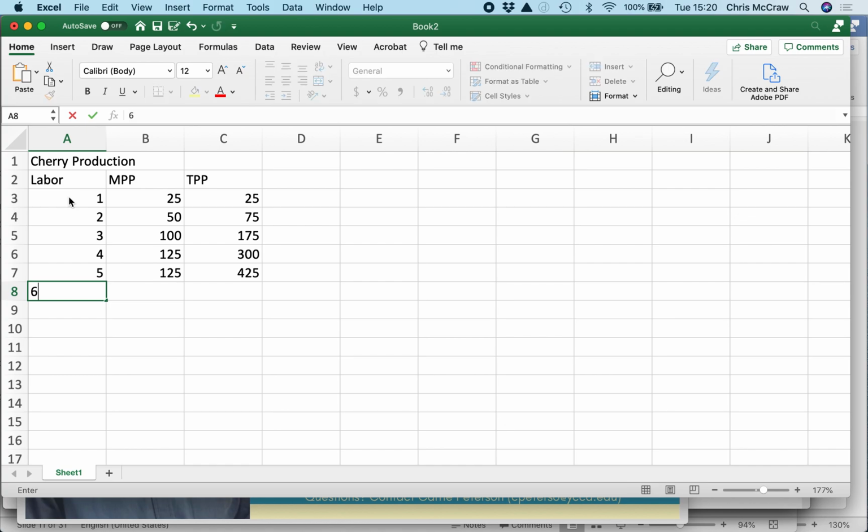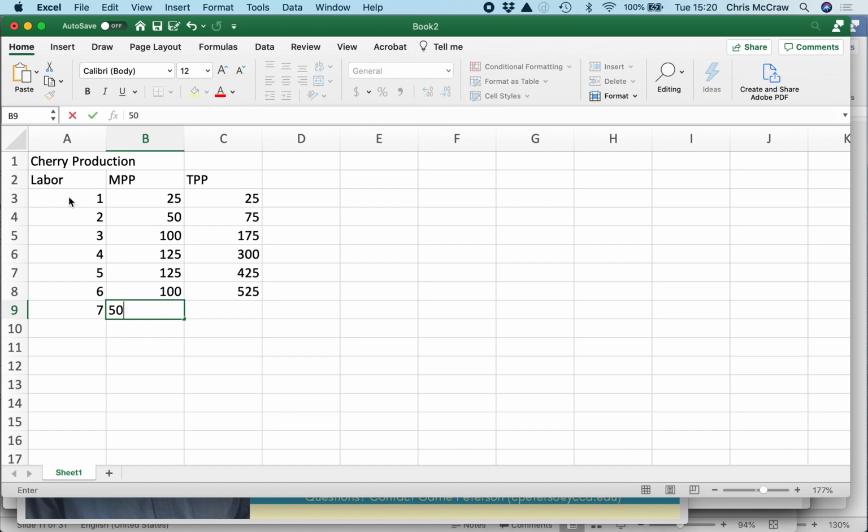The next day, 6 people come in. And now for 6 people, it's really even more challenging for the people to get to the trees. They're in each other's way. The teamwork's not quite as good, whatever's happening. But the marginal physical product, I've decided, is going down. So 525 is the total physical product. And I'm going to keep on going, bringing in people.